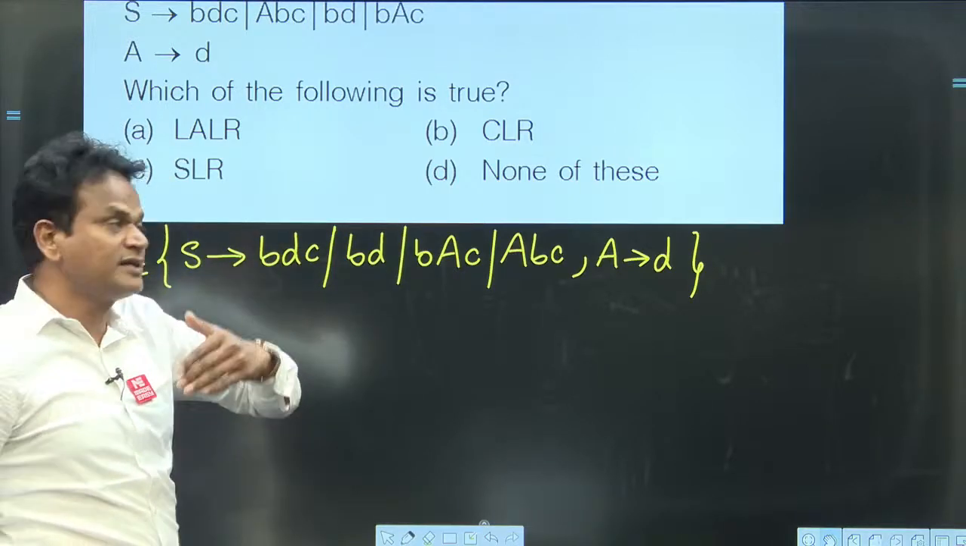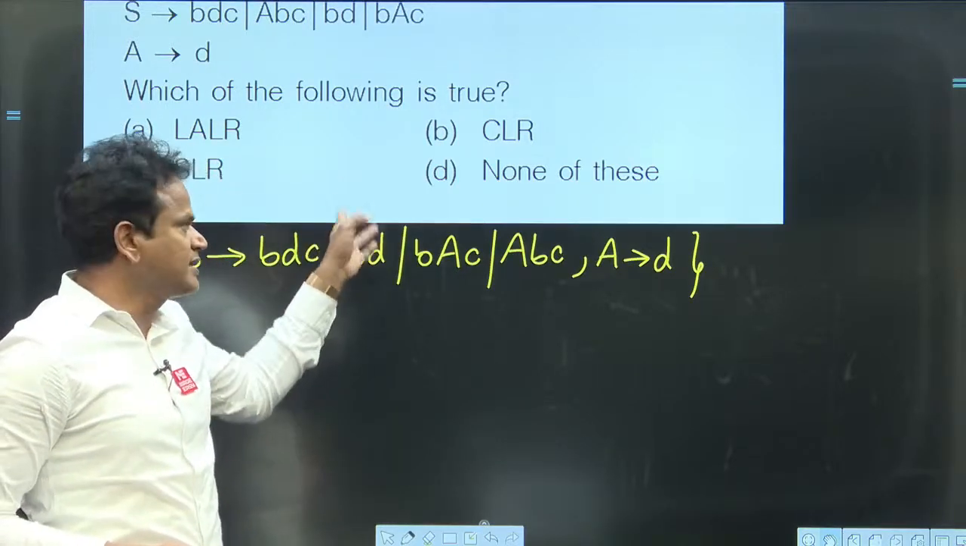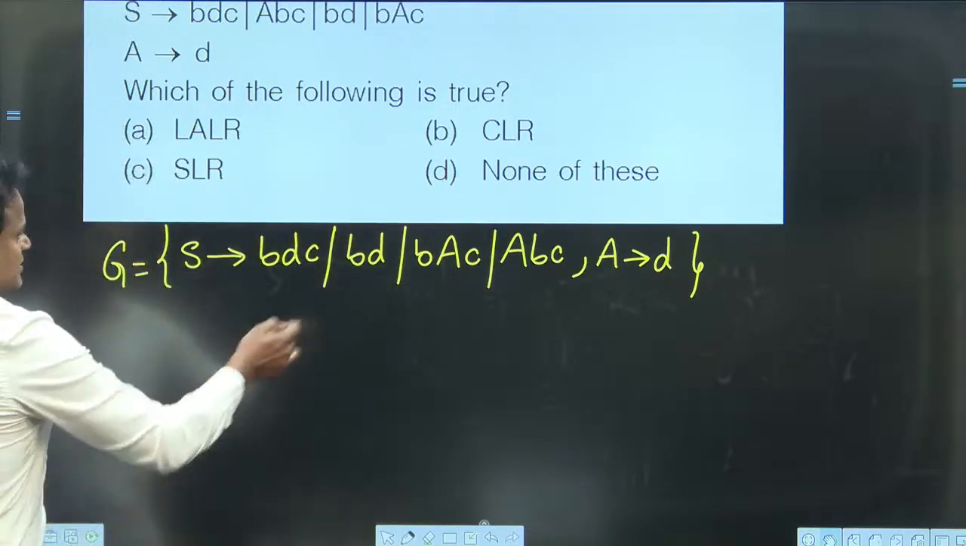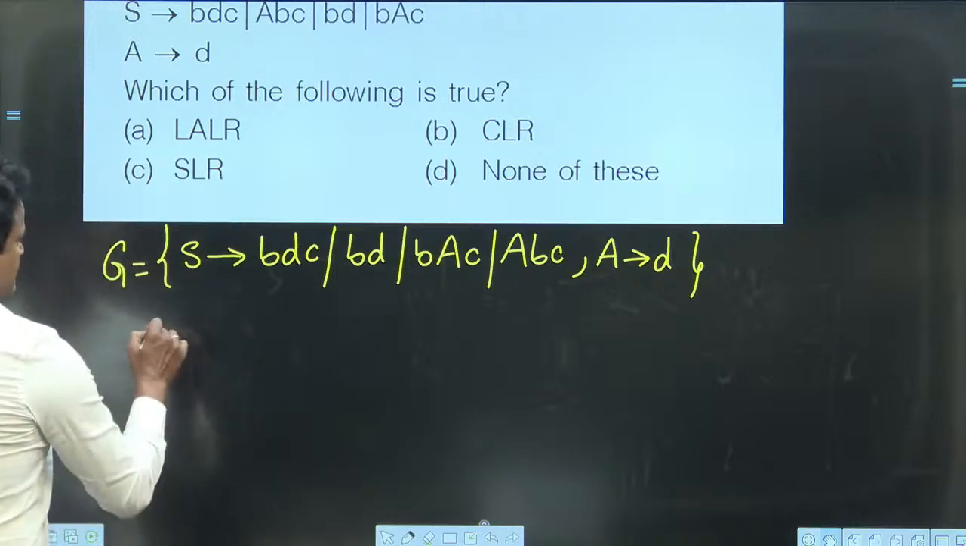If it is not SLR, then check for LLR. If it is not LLR, check for CLR. If it is not CLR, then go for the none option. So let me check this SLR of 1 first.